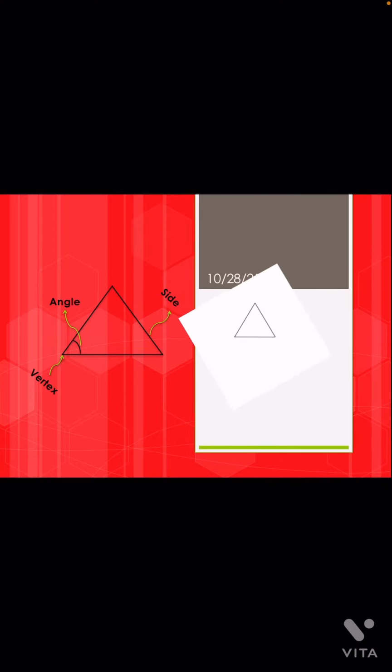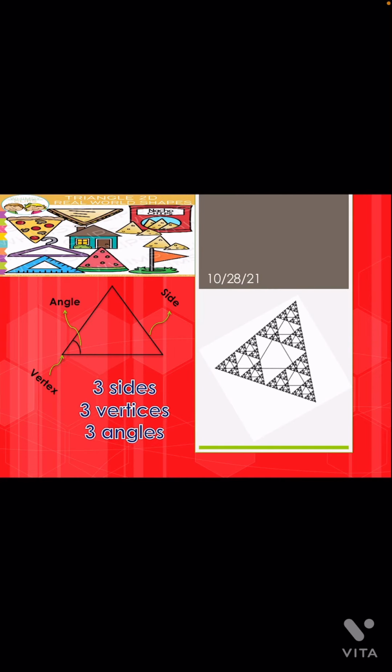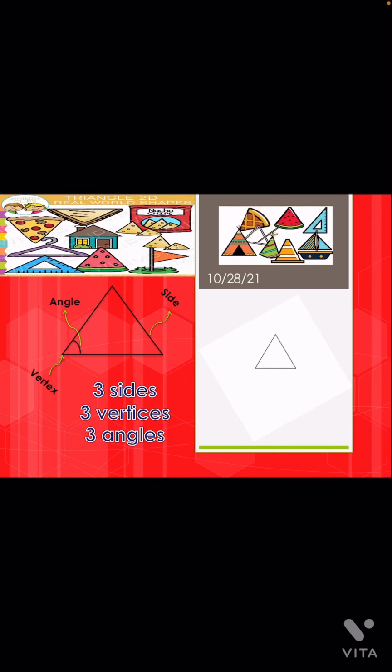As you know, a triangle is a closed two-dimensional shape. It is a three-sided polygon. All sides are made of straight lines. The point where two straight lines join is called its vertex. Each vertex forms an angle. A triangle has three sides, three vertices and three angles.